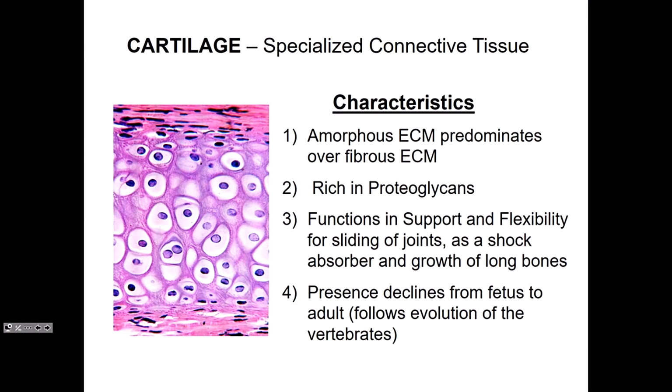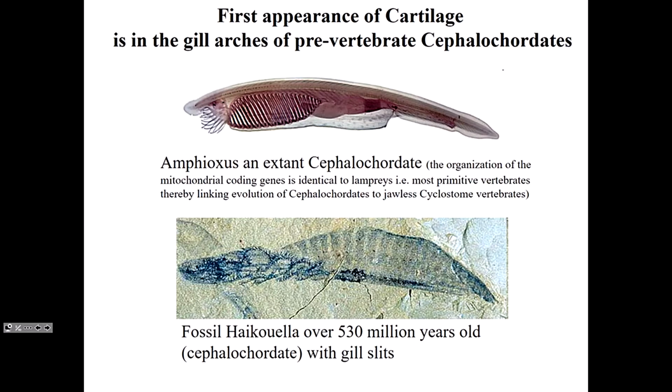And interestingly, the presence of cartilage declines from the fetus, where it's much more common, to the adult. And that decline from fetus to adult we see during evolution also, where the early vertebrates had cartilage, and then it's progressively declined and replaced with bone in more developed vertebrates. So the first organisms where we see cartilage are cephalochordates. So these are kind of like fish, but they're not really fish. They're pre-fish. Okay, they're really primitive organisms.